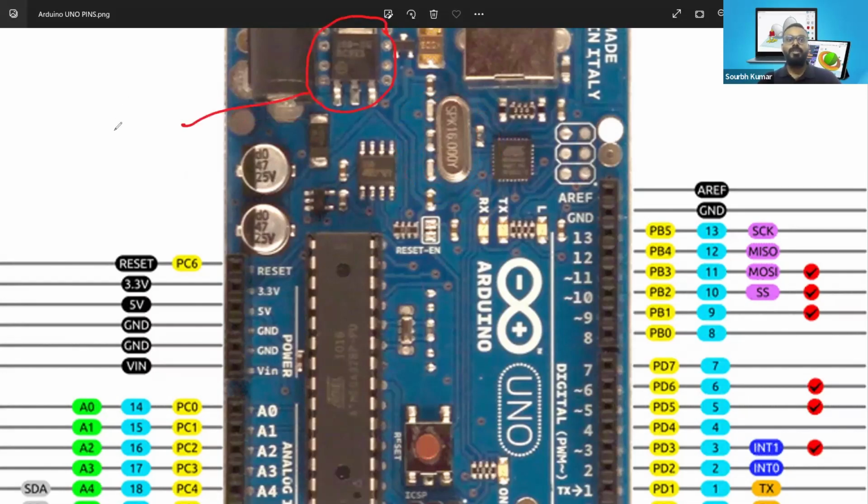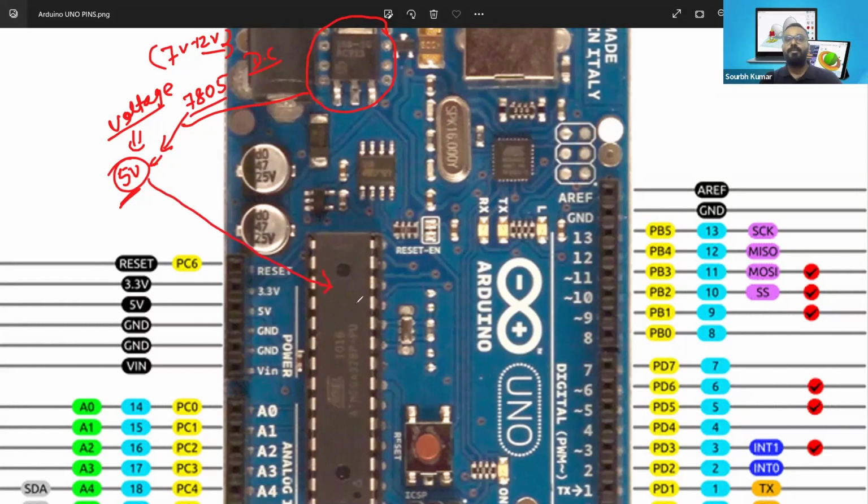This one is the voltage regulator, which is mounted on board, because when we use this DC jack to supply 7 volt to 12 volt, we need to reduce the power to some extent. The microcontroller only requires 5 volt of power to run. The model number is 7805, which reduces the voltage to 5 volt, and further it is supplied to the microcontroller mounted on board. So this device helps us reduce the voltage in between.